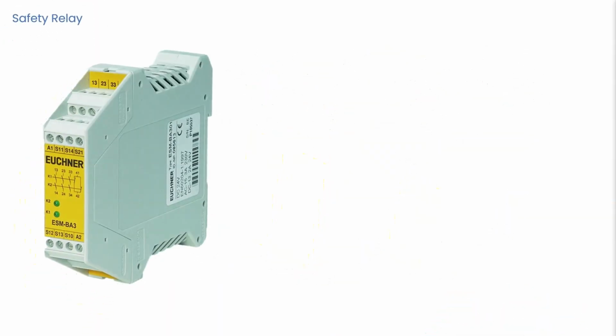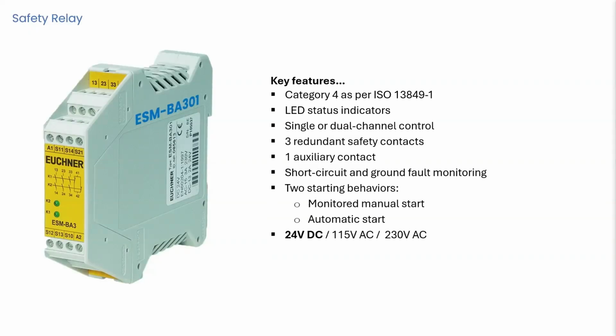The ESM safety relays are available in various configurations and applications. I'm using the ESM BA301 variant, which is suitable for use up to Category 4. Key features of this variant are it has two green LED indicators which indicate the switching status of the two internal relays. It features both single or dual channel control, suitable for use with e-stop push buttons, safety switches, as well as safety devices with OSSD outputs like light curtains.